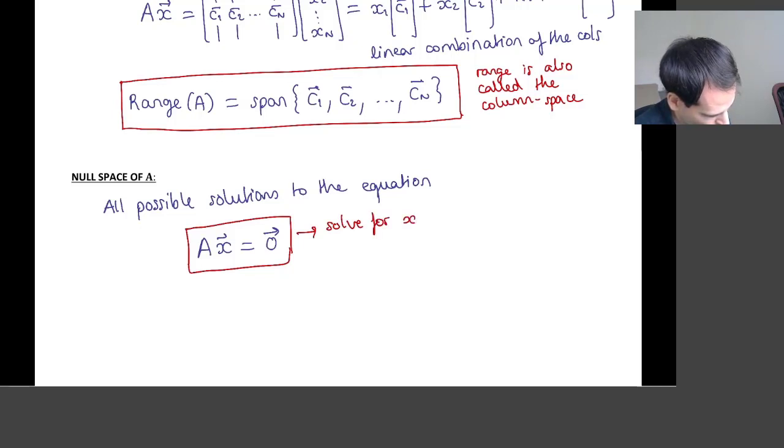And you will get that the solutions for X in general is either a single number equal to 0, which is the trivial solution, or it is an entire subspace. For example, it's a line or a plane or whatever. And that set of solutions is the null space of the transformation A. Okay?